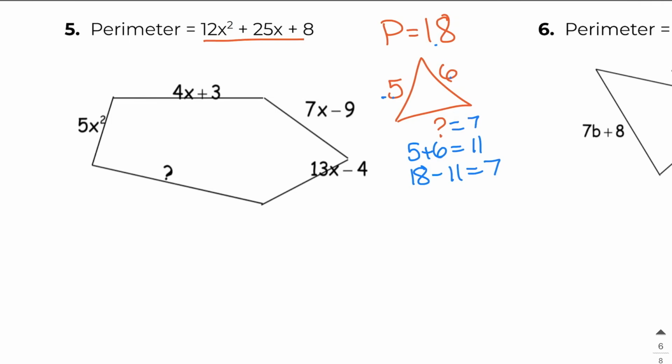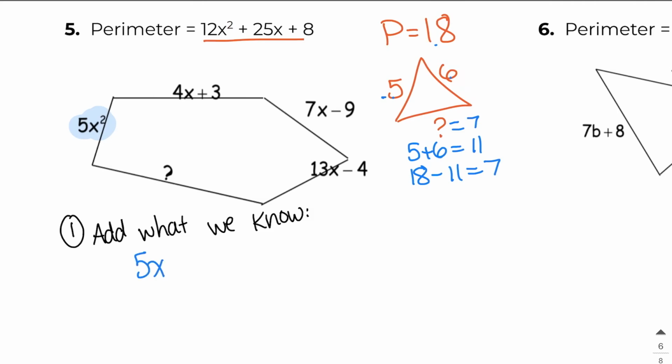So this is the same exact idea. So first thing we want to do is add what we know. So I'm just going to do this all on the figure so I don't have to write this all out. So we've got 5x squared here, and nothing else is like that 5x squared, so I'm just going to copy that down. Okay, then I also have a 4x here, and that's like 7x, which is also like 13x.